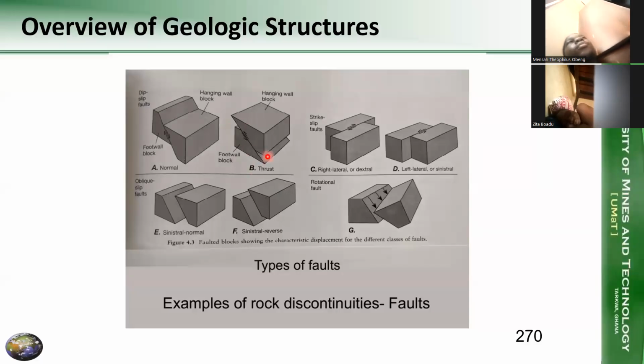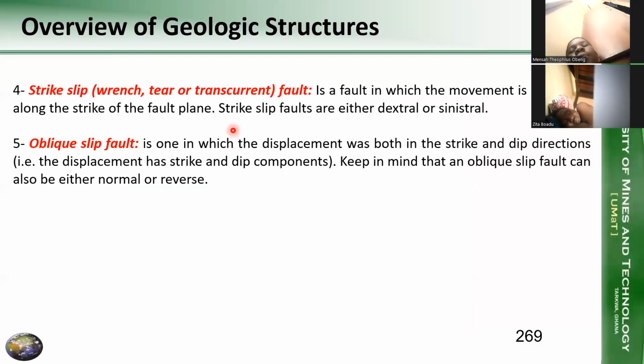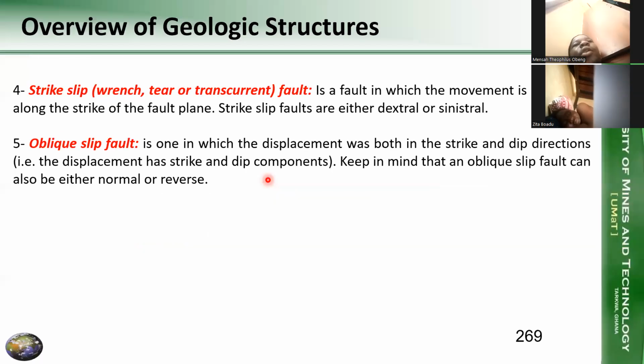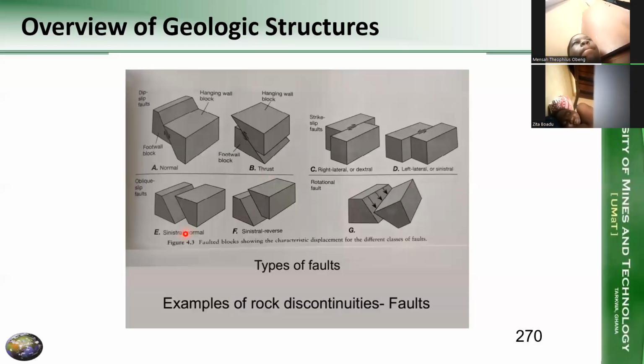Then we could have a thrust fault or reverse fault. All right, we have a reverse fault when the hanging wall moves up. When the angle is less than 45, we have a thrust fault. With the thrust fault, we said that the fault plane is dipping at low angles, less than 45 degrees. All right. And then we have these other types of fault.